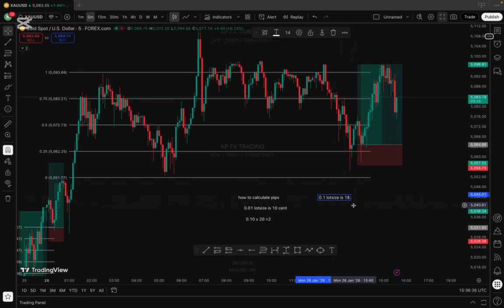0.01 is $1, which simply means that each move the market makes, it is printing $1, right? Now this is the 0.01 lot size. In this, you are trying to calculate how much you want to risk in a trade and how much you are gaining, right?